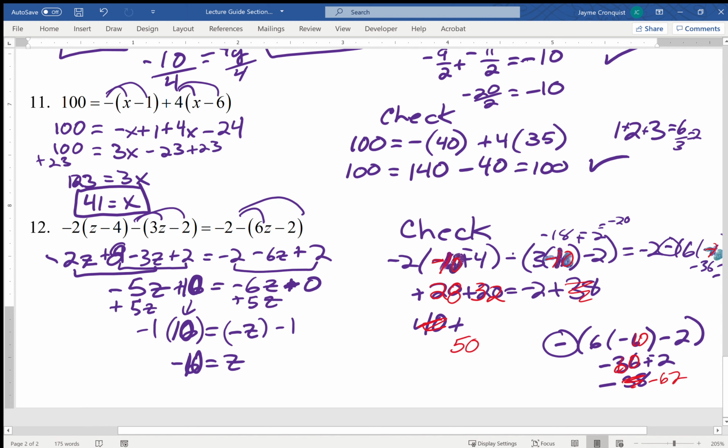You guys are probably screaming at me. 28 plus 32. 2 and 3 is 5. The 8 and the 2 gives me another 10, so it's 60. So yay, that worked. All right, so this is minus 62, which becomes a plus 62 because of the minus out front. So this becomes 60. And yes, 60 and 60, so z is equal to minus 10 is my correct answer. Yay! See, the check does help. I wouldn't have missed that problem on a test. All right, so we are done.